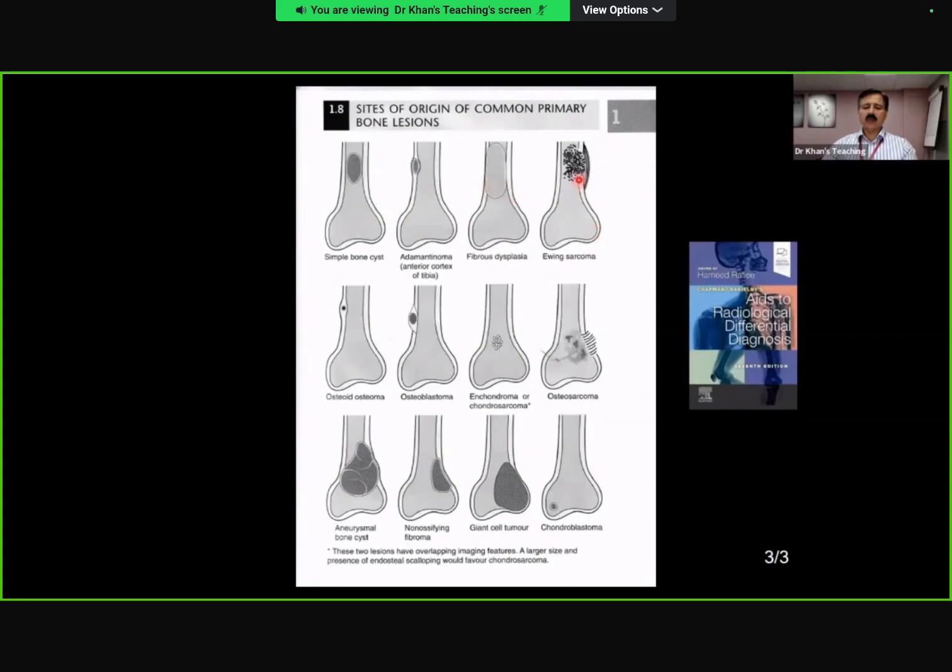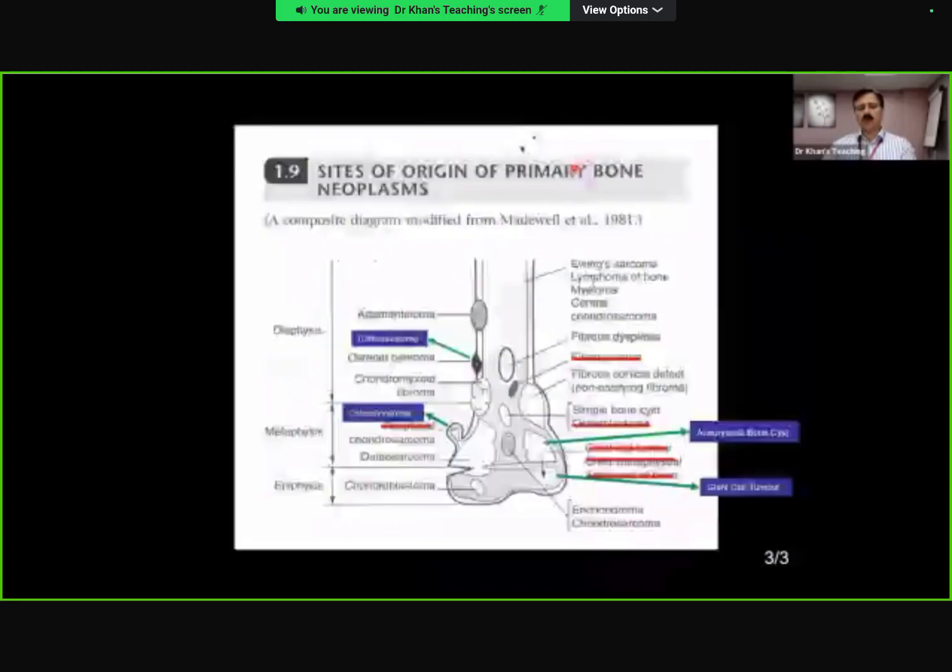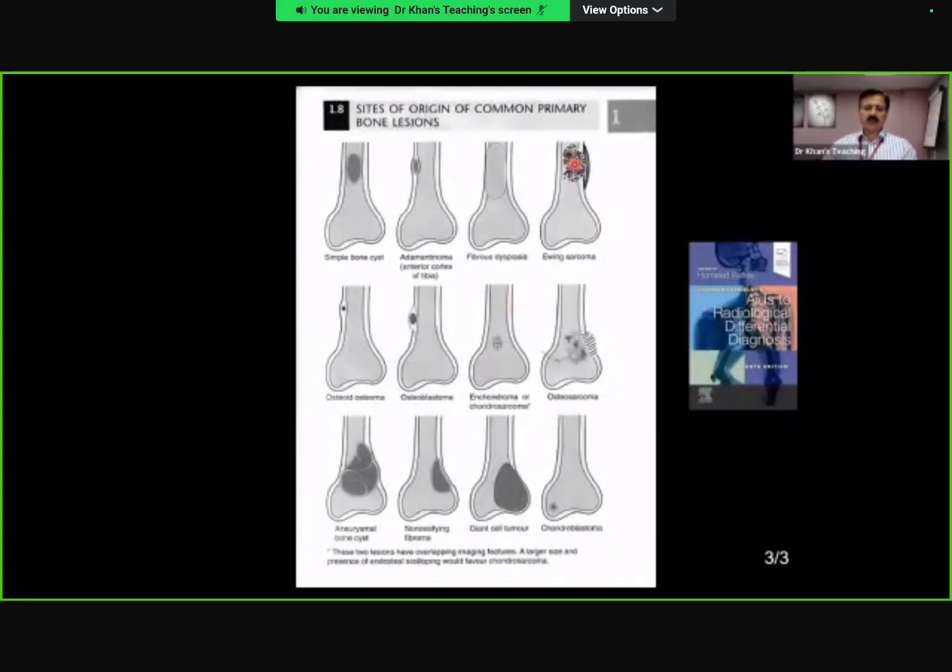Ewing sarcoma, which is actually, I forgot to tell you, these 4 lesions here are in the diaphysis. Look here, Ewing sarcoma, lymphoma of bone, myeloma, and central chondrosarcoma. So all of these are diaphyseal. So this is Ewing sarcoma, osteoid osteoma cortical, osteoblastoma. What is the difference between osteoid osteoma and osteoblastoma? That the nidus is less than 2 centimeters, while this is more than 2 centimeters.